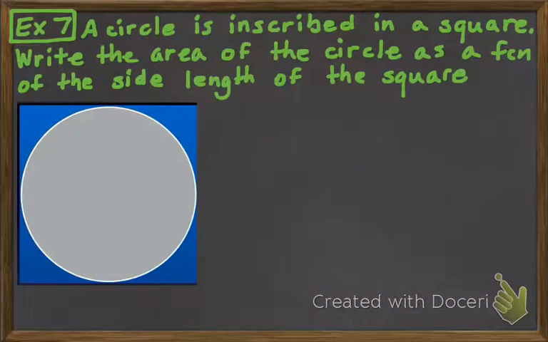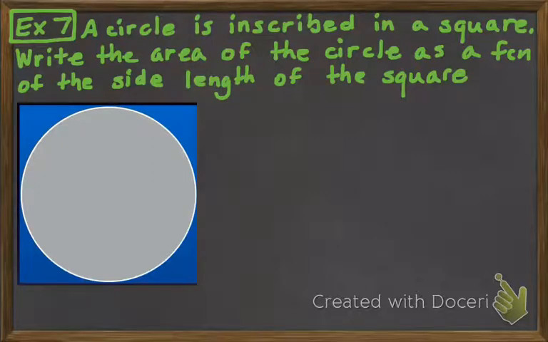Then we go to example 7, and I gave you the diagram for this one, so I went ahead and put that in before I started the video. It says a circle is inscribed in a square, and then we are to write the area of the circle as a function of the side length of the square.